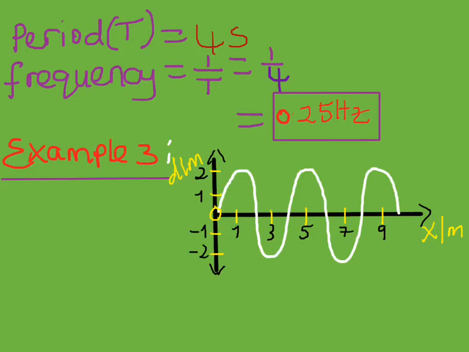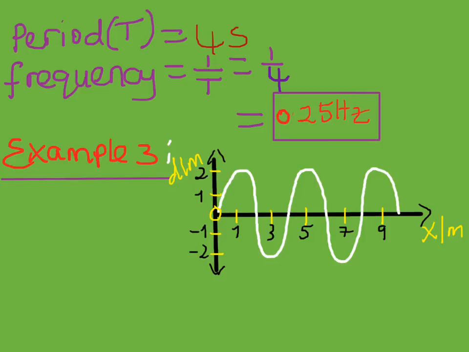So the period would be 4. And why is it 4? Because it took 4 seconds to make one complete oscillation. From 0 to 4 is one complete oscillation. That is a complete wave. And so it took 4 seconds to make that one wave.